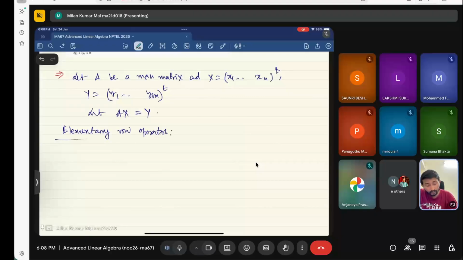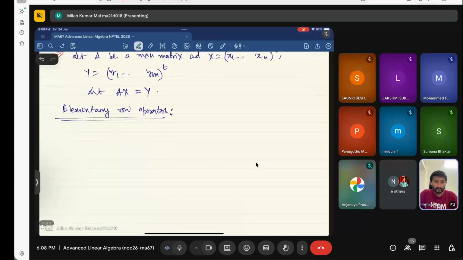What are the elementary row operations? Those things are already discussed in class, I mean the lecture video which is uploaded in the NPTEL portal, but here I will just quickly discuss. Suppose you have a matrix, and there are three basic elementary row operations.